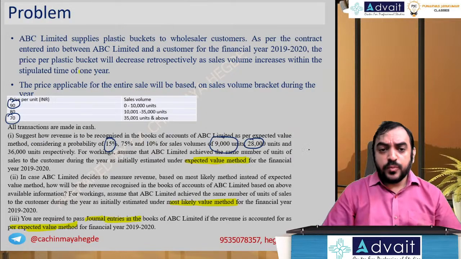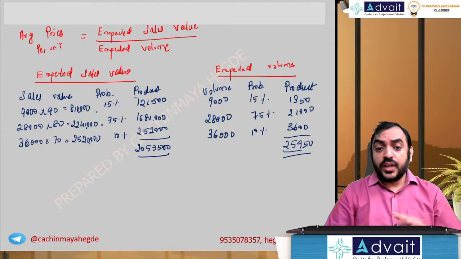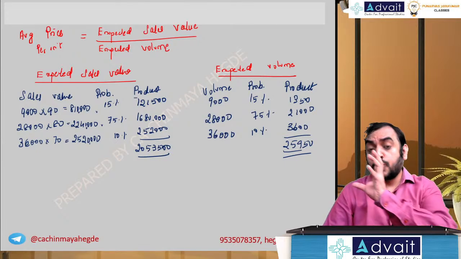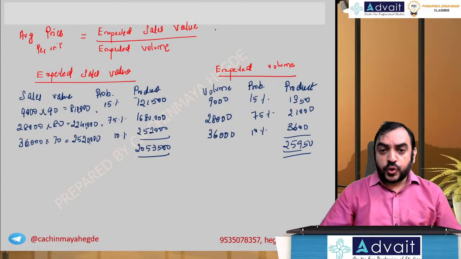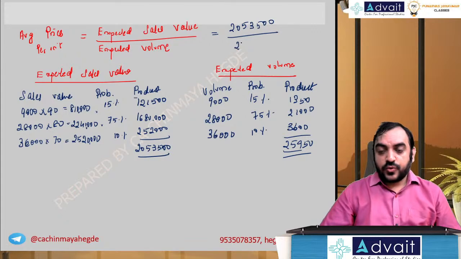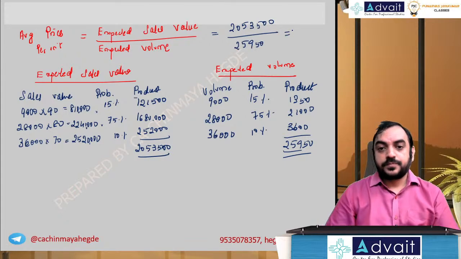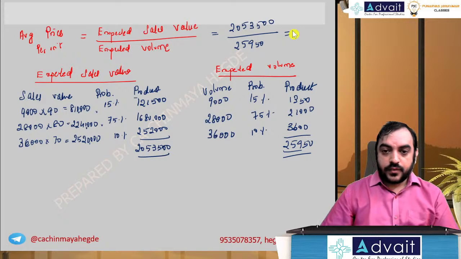Some people also think like this: 25,950 is the expected value, and for 25,950 it comes in the second one, so 80 rupees is the price. No, don't do like that. If you do that directly, you are completely ignoring the expected sales value method. So don't just go by, oh, expected volume is this, so price per unit is this. You have to follow this approach. Price per unit is 20 lakh 53,500 divided by 25,950, which is 79.13.